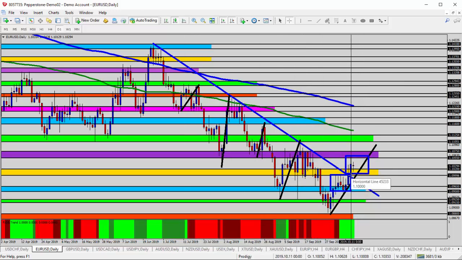Or is this a new trend developing? Will this current black trend line above the blue trend line become the next new trend? And will we look for it to continue to go higher? Well, I think we have opportunities that we can look for either way.